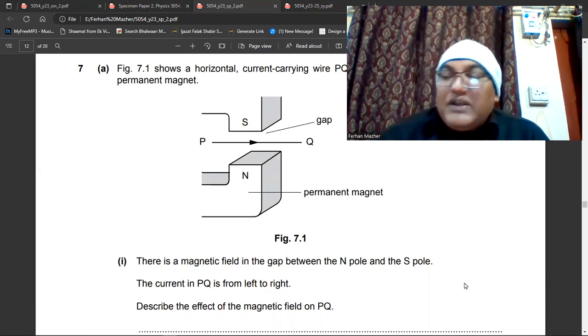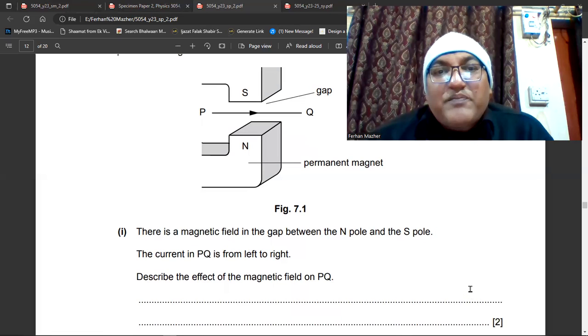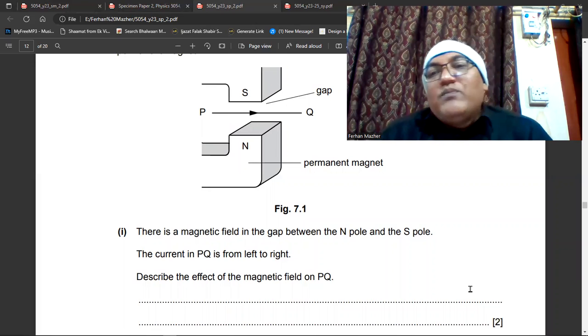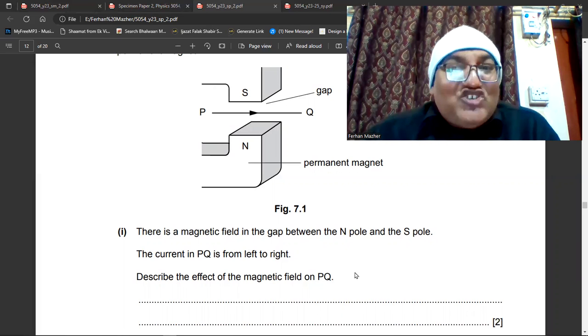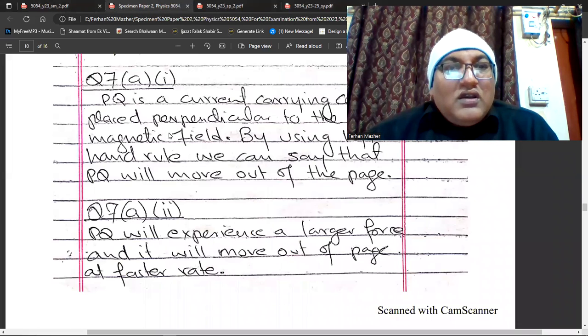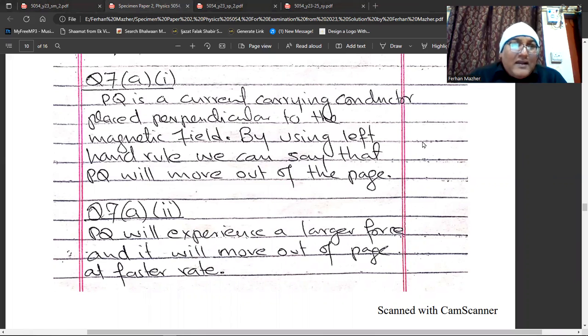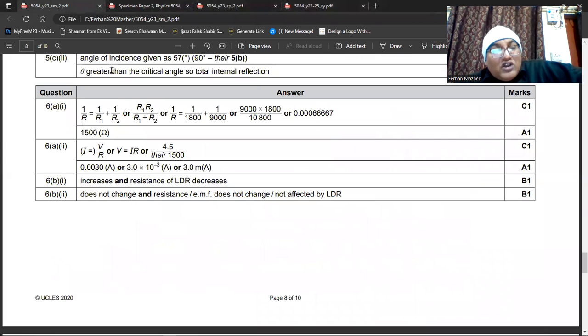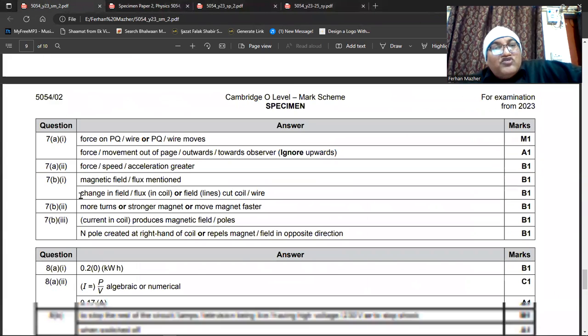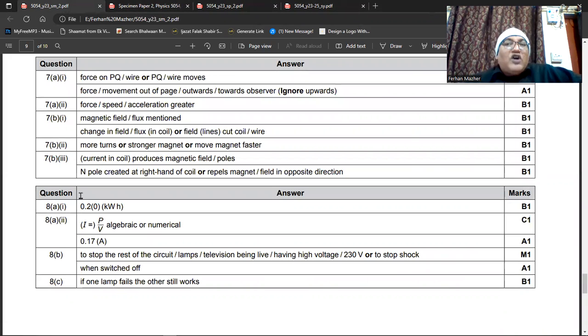So what will happen? The PQ is a current carrying conductor placed perpendicular to the magnetic field. By using the left hand rule, I can tell that due to the motor effect, the PQ will move out of the page, because it will experience a force whose direction will be out of the page.